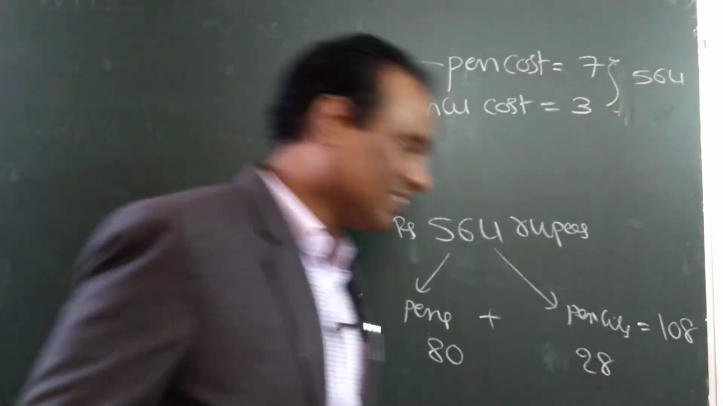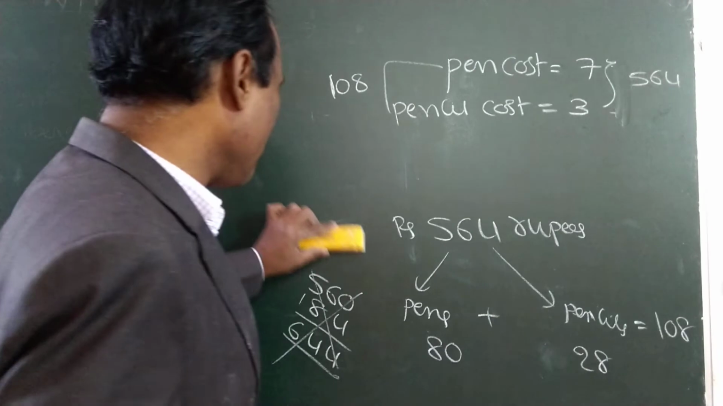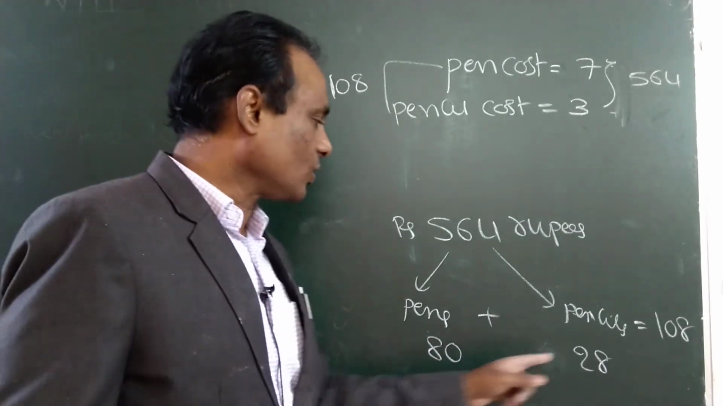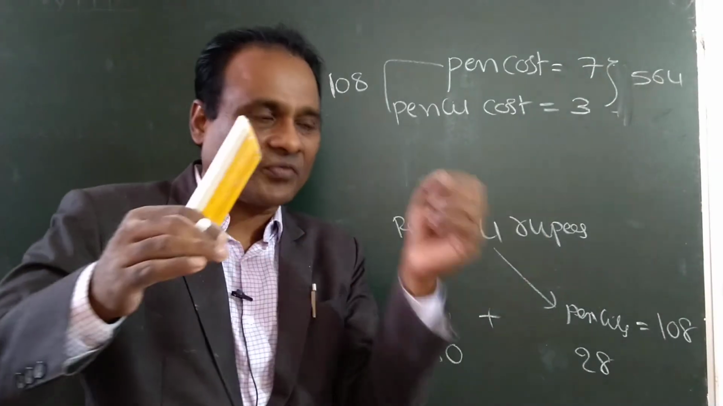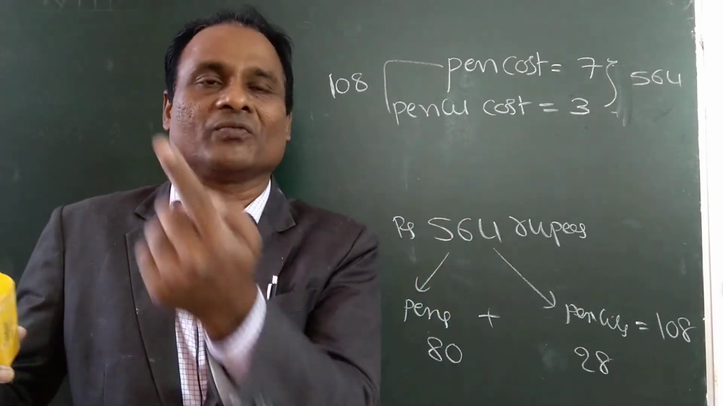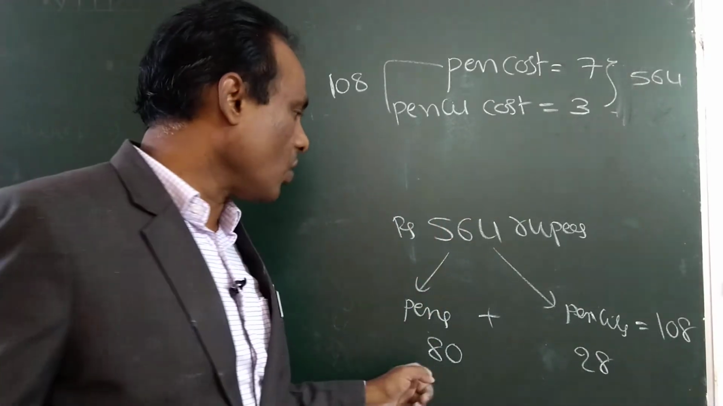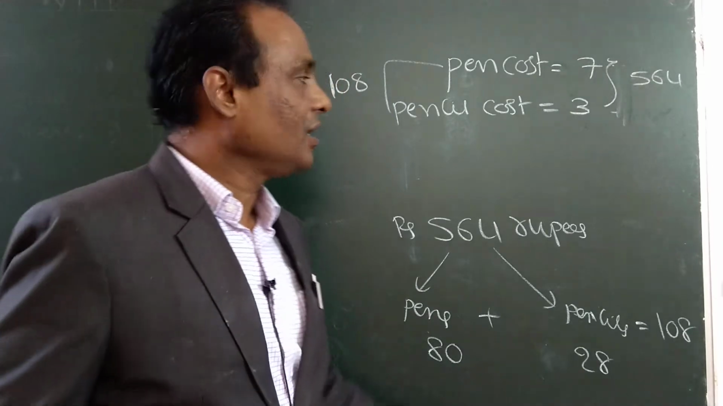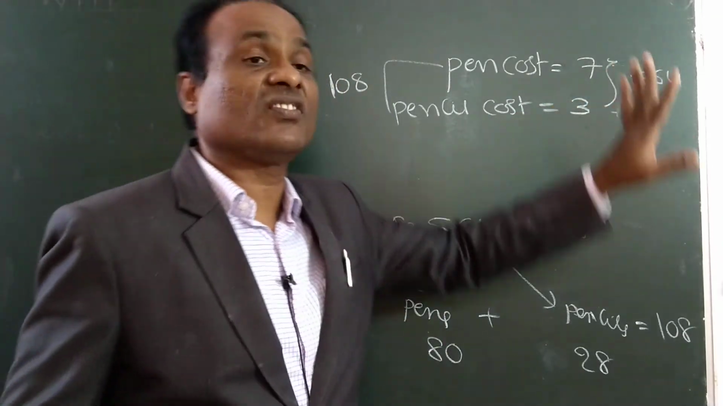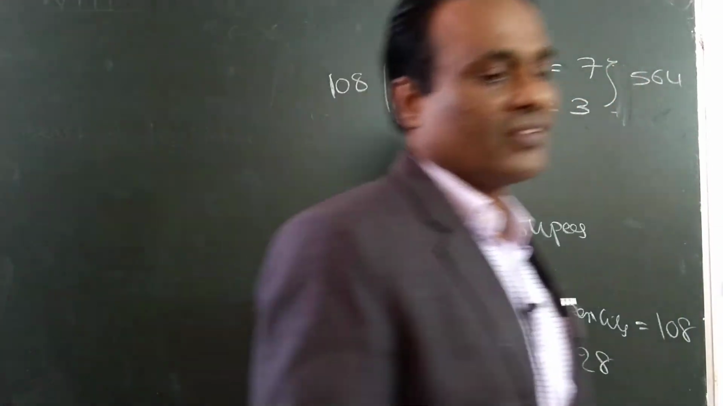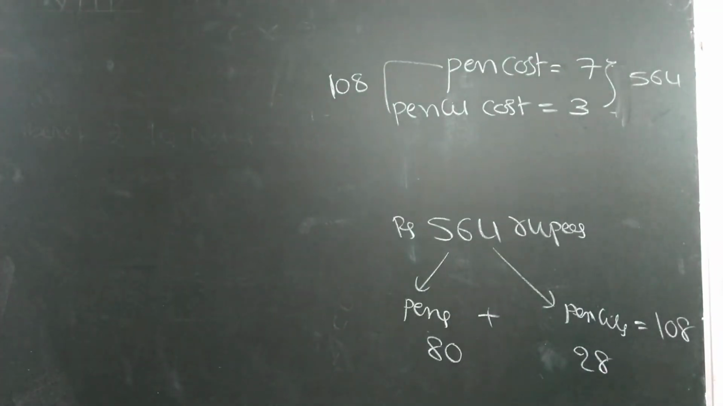Like that you have to tell how many pens and how many pencils, so that the total number of pens and pencils, if you count, should be 108, but the bill cost should be 564 rupees. So how many pens and how many pencils do we have to purchase?